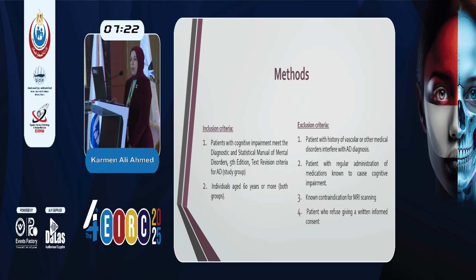Inclusion criteria: for the study group, patients with cognitive impairment meeting the Diagnostic and Statistical Manual of Mental Disorders, 5th edition criteria for Alzheimer's disease, and for both groups, individuals aged 60 years or more. Exclusion criteria: patients with history of vascular or other medical disorder interfering with Alzheimer's disease diagnosis, patients with regular administration of medication known to cause cognitive impairment, known contraindication for MR scanning, or patients who refused to give written informed consent.